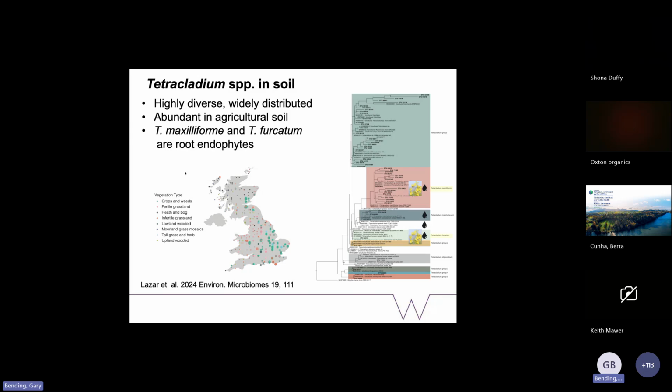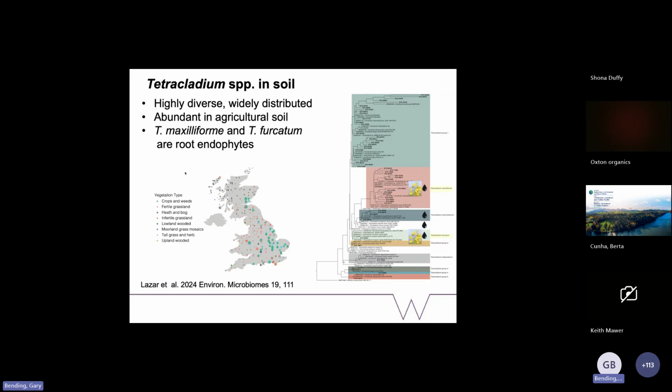And so one of the ways that we did this, and this is a bit busy, sorry, but I just want to illustrate some of the ways in which we tried to do this. This is from a PhD project by Anna Lazar in my group. What we wanted to do was really try to understand more about the landscape distribution of tetracladium species. How diverse are they? What habitats they live in, what controls their abundance within the soil.